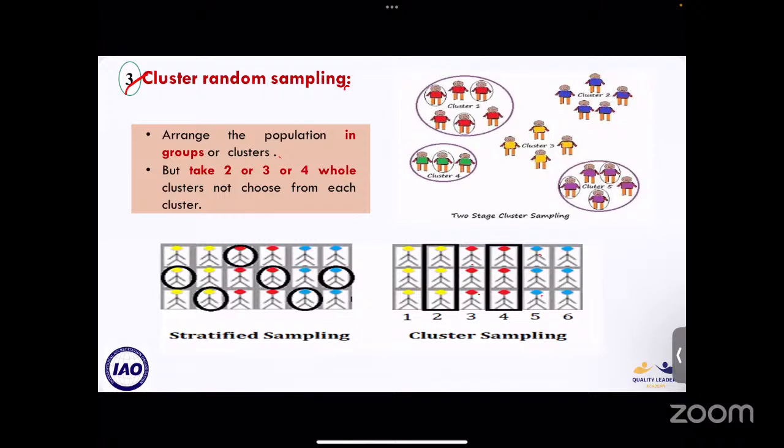So after that, I'll take 1 cluster from each type. For example, 1 cluster from yellow, 1 cluster from red, and 1 cluster from blue. So this is called cluster sampling.